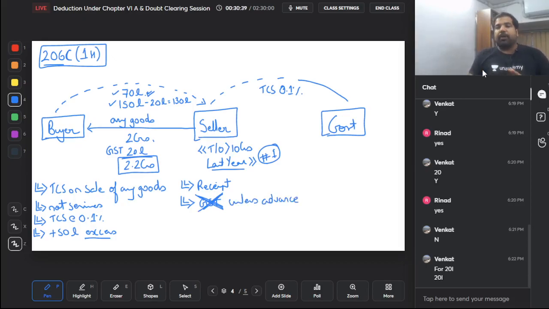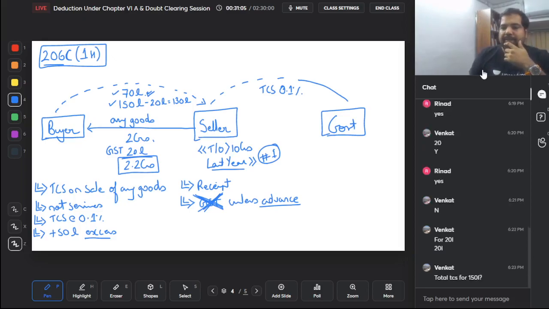Whether he's paid you a lump sum or whatever, we will not consider that the advance has any GST. I'll give you a shortcut, guys. On GST, there will be no TCS because on GST there was no TDS also. But if you get an advance, then ignore GST, etc. Whatever advance you get, you just have to see if it's more than 50 lakh, then 0.1% on the excess. Total TCS for 150 lakh? Yes, total TCS for 150 lakh. Absolutely right.